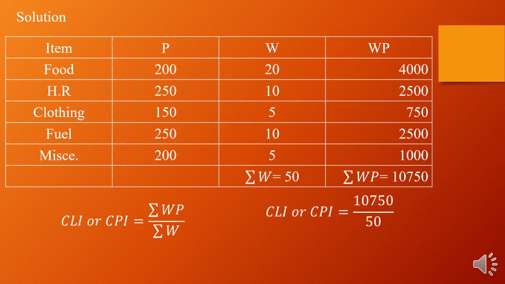When we put them into the formula, we get 10,750 divided by 50, which is equal to 215. The total of the weights is 50, and the sum of weight into price is 10,750. Therefore the final answer is 215.